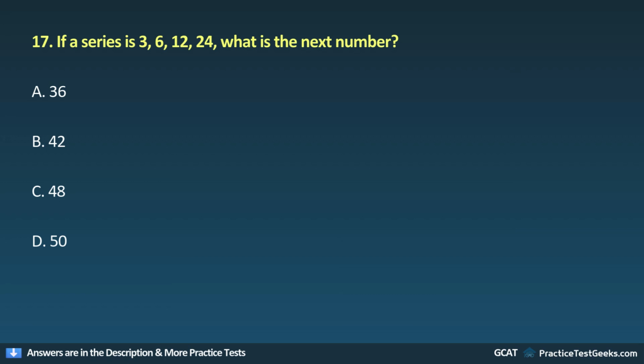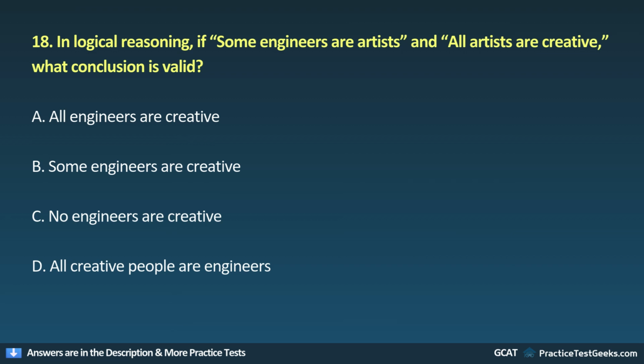17. If a series is 3, 6, 12, 24, what is the next number? A. 36. B. 42. C. 48. D. 50.